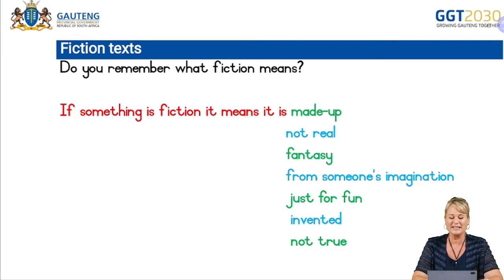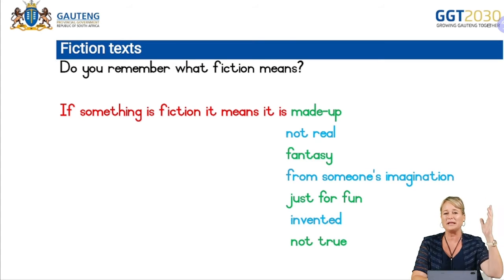Fiction texts. Do you remember what fiction means? If something is fiction, it means it is made up. That means it comes from somebody else's imagination or your head. It is not real. It could be fantasy. That's when you dream up an imaginative story.